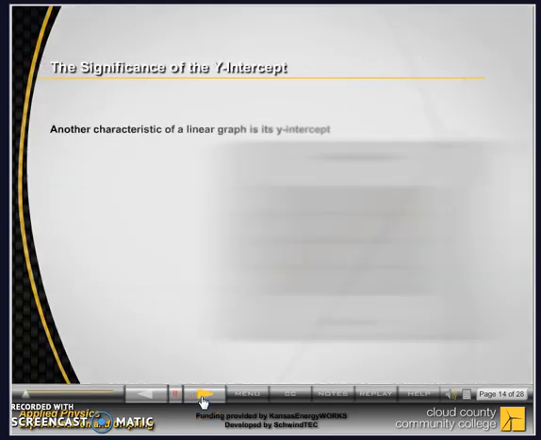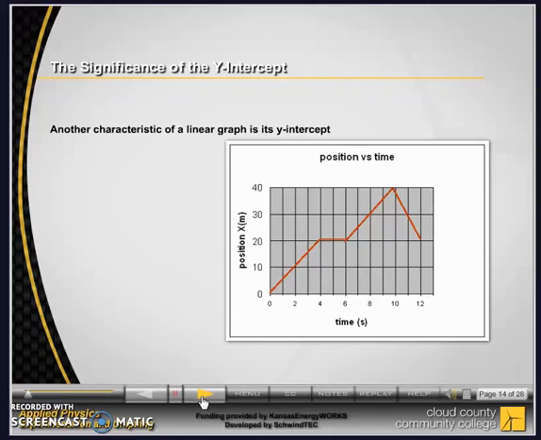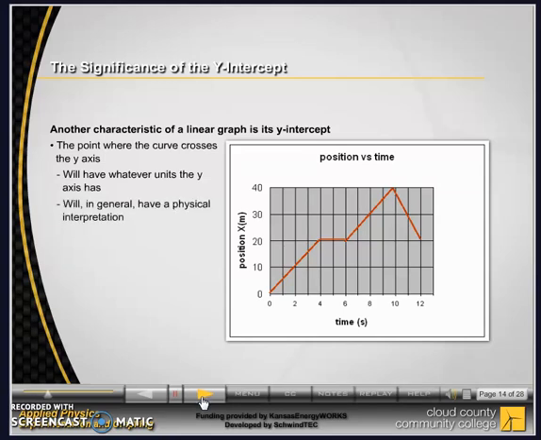Another characteristic of a linear graph is its y-intercept. This is the point where the curve crosses the y-axis. Since it is a point on the y-axis, it will have whatever units the y-axis has, and so will, in general, have a physical interpretation.